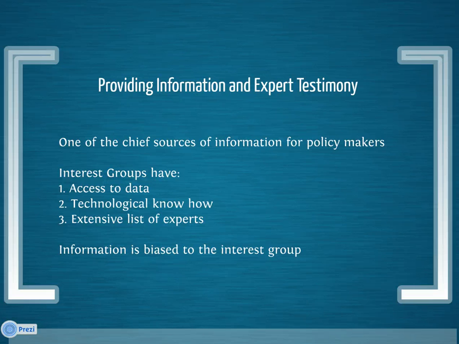Interest groups are one of the chief sources of information for policymakers. Interest groups have the resources to investigate the impact of policies. They have access to data, technological know-how, and a bevy of experts with extensive knowledge of the issues. Most interest groups provide information to policymakers, and policymakers understand that the information received is slanted toward the group's interests. But if competing interest groups supply information to policymakers, then policymakers can weigh the merits of the various sets of information. Sometimes interest groups use celebrities as experts to testify, knowing that they will attract greater attention than most policy experts.